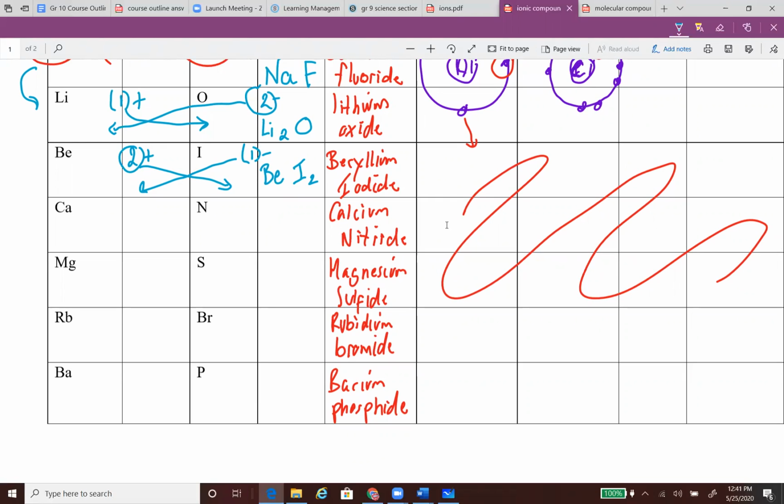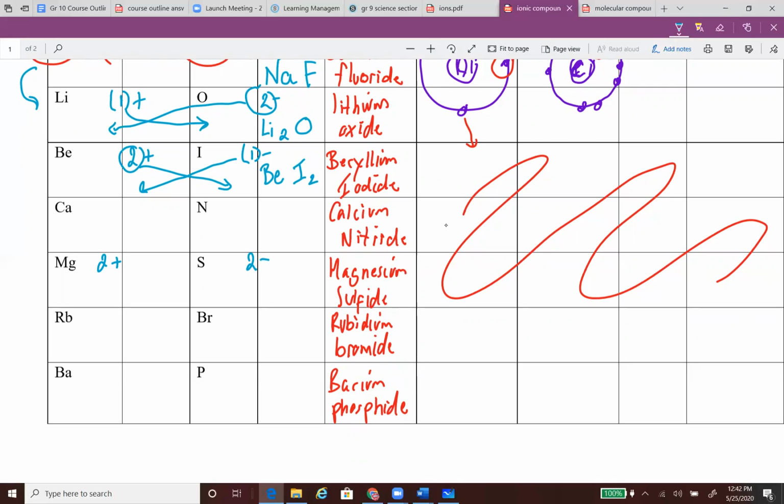Let's do 1 more together, and then you could do the 3 that we don't finish, okay? So let's do Mg and S. So we know it's called magnesium sulfide. So we know magnesium wants to be +2 because it's in the second column. And sulfur is in the same family as oxygen, so it also wants to be -2.